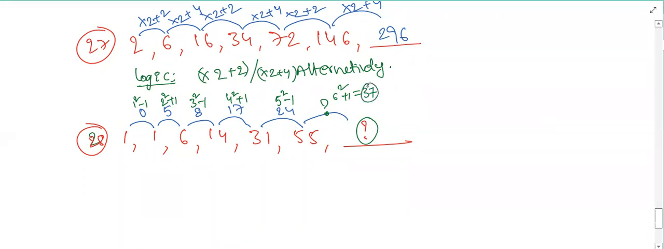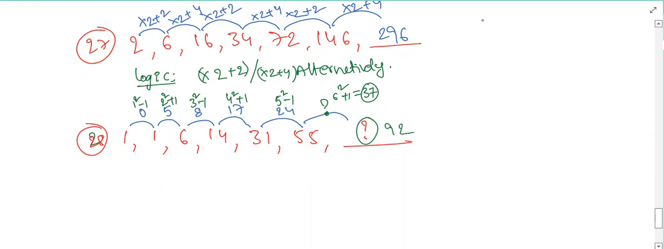Now we have to add this 37 to 55 to get our answer. 55 plus 37 is how much? 55 plus 7 is 62, plus 30 is 92.